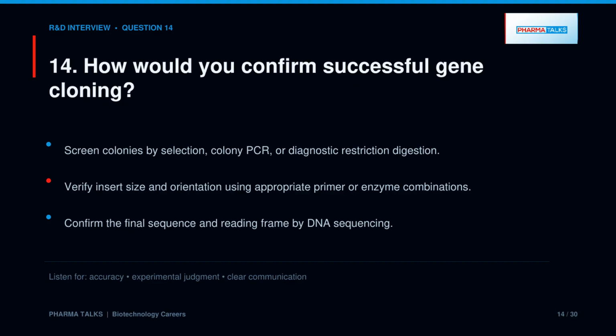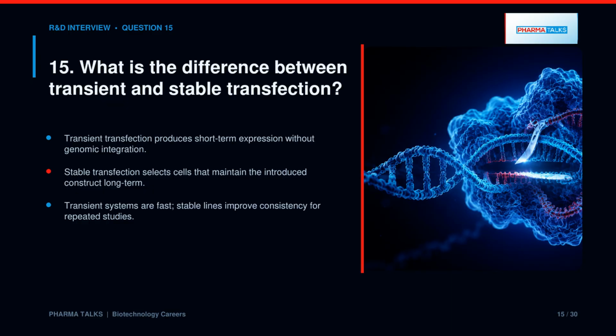Question 15. What is the difference between transient and stable transfection? Transient transfection provides short-term expression because the introduced DNA usually remains episomal and is gradually lost. Stable transfection creates a population or clone that maintains the construct over time, commonly after selection.